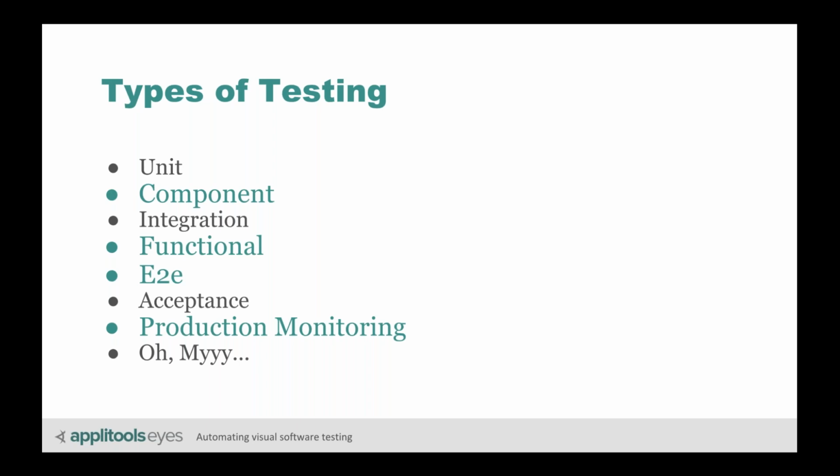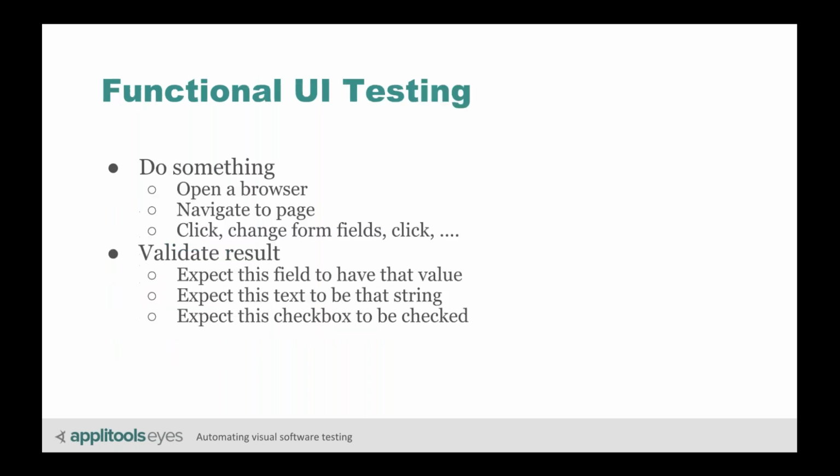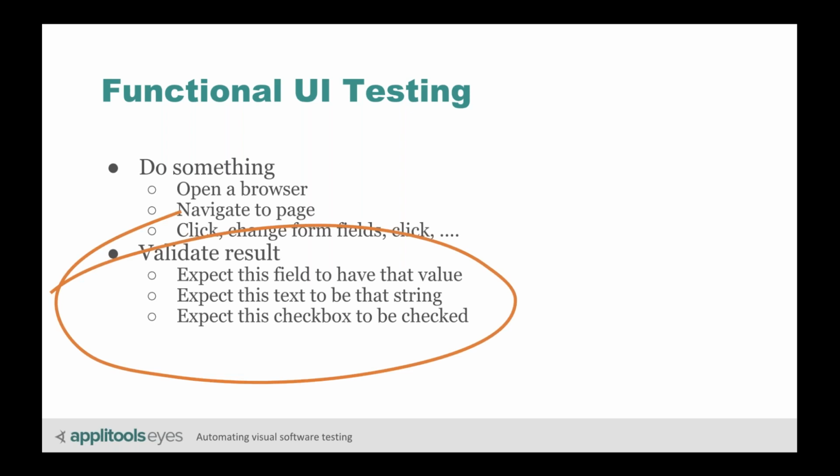Let's go back and look at those types of testing that have a visual component. In all these tests, the tests check the functionality of the application. Let's try and figure out how that works. Let's look at a test as it is written in English. All these tests usually have two kinds of steps. The first step is do something: open a browser, navigate to the page, click, change form fields, click, click, until you get to something, and then you validate the result. Expect that this checkbox has this value, expect this field to have that value, and so on. All tests look like that. Do something, validate result. Do something, validate result.